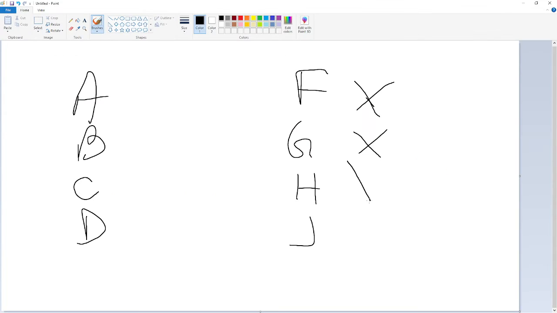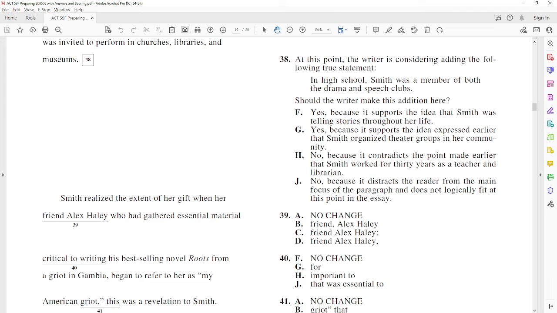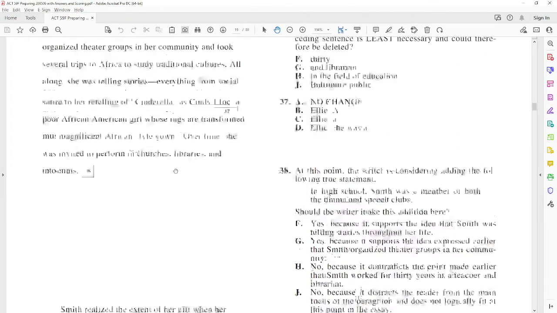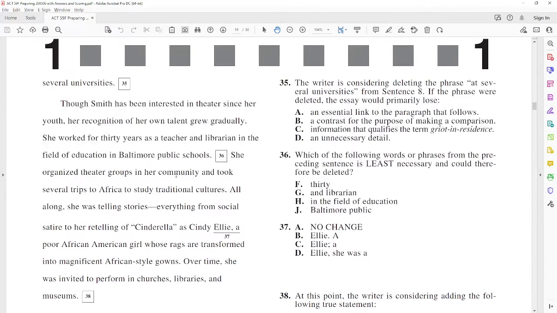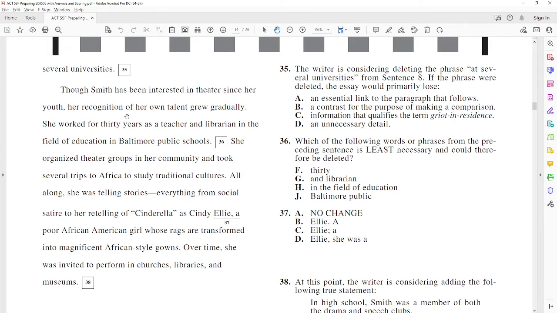Let me cross out H. J. No, because it distracts the reader from the main focus of the paragraph and does not logically fit at this point in the essay. Exactly. If it doesn't logically fit, it's distracting. So notice the beginning of the paragraph. If this was up near the beginning of the paragraph, it said she had been interested in theater since her youth, and then her own recognizing her talent grew gradually.